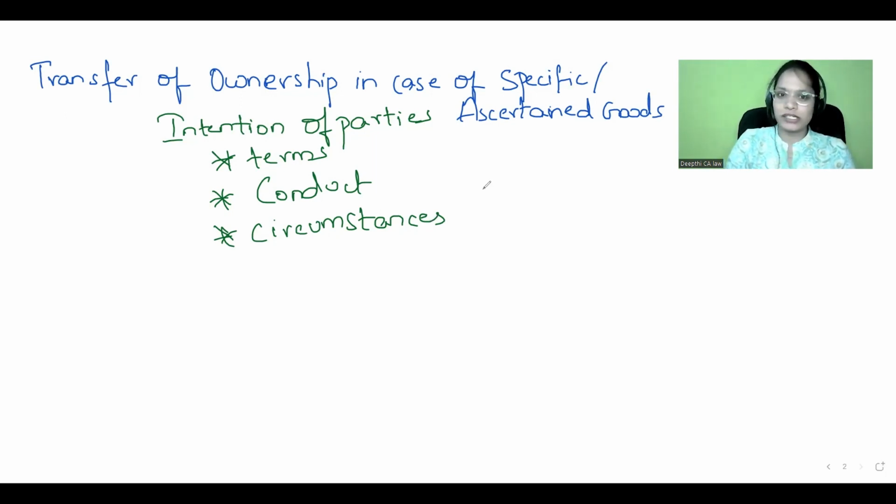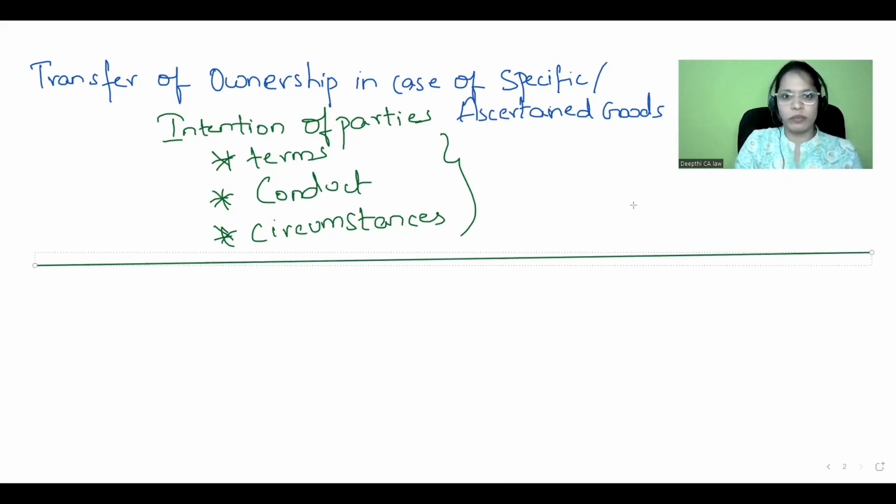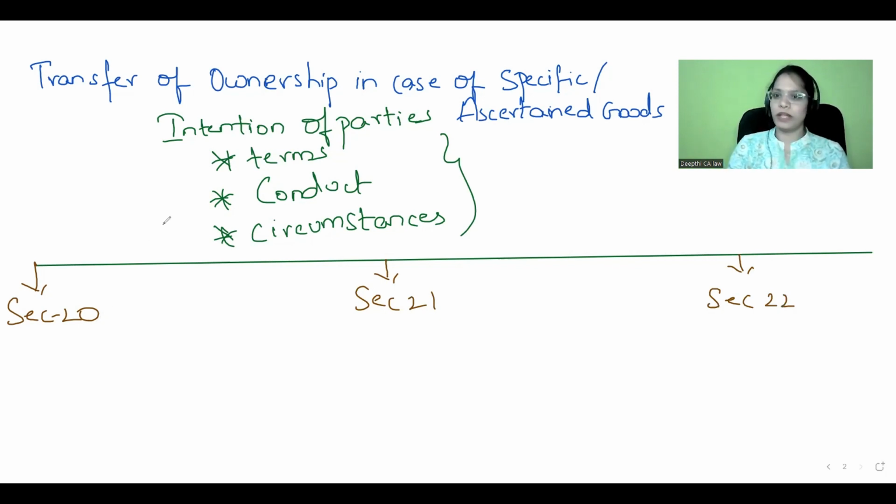What if I cannot analyze the intention by these three things? For that reason, we will apply these sections. So remember these sections. What are those three sections, ma'am? One is section 20, the other one is section 21, and the next one is section 22. Okay, so we will apply these three sections.